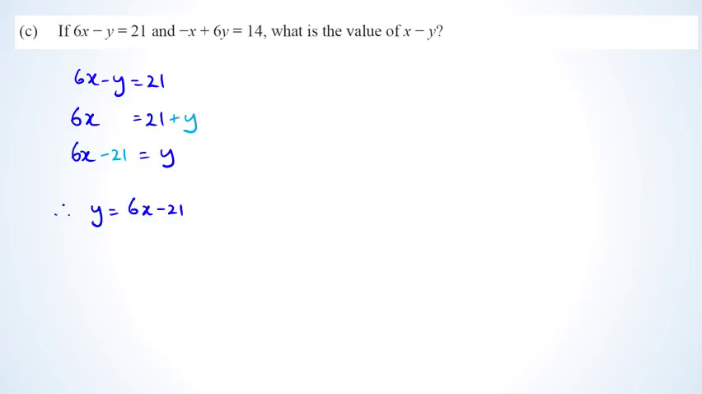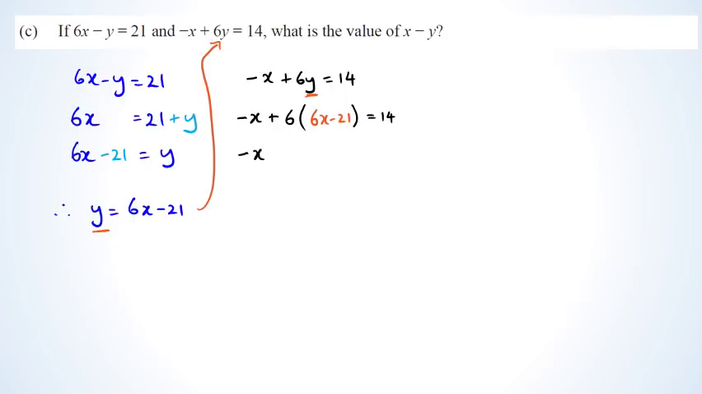The second step is I'm going to take y and substitute it right there. So if I have negative x plus 6y is equal to 14, and because y is equal to 6x minus 21, I'm going to replace that right there. So what I'll end up with is negative x plus 6 multiplied by 6x minus 21, and that's actually equal to 14.